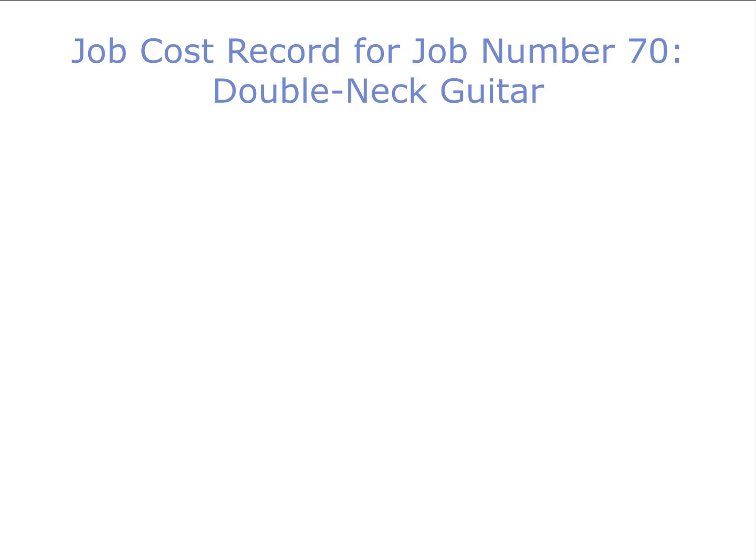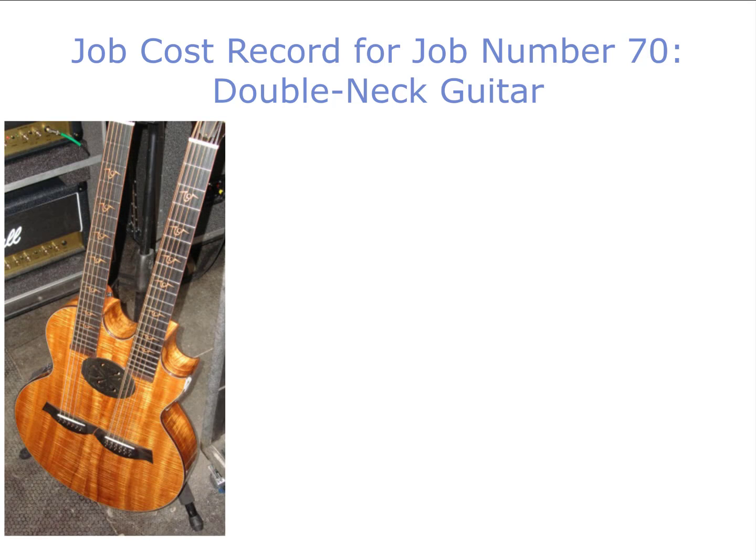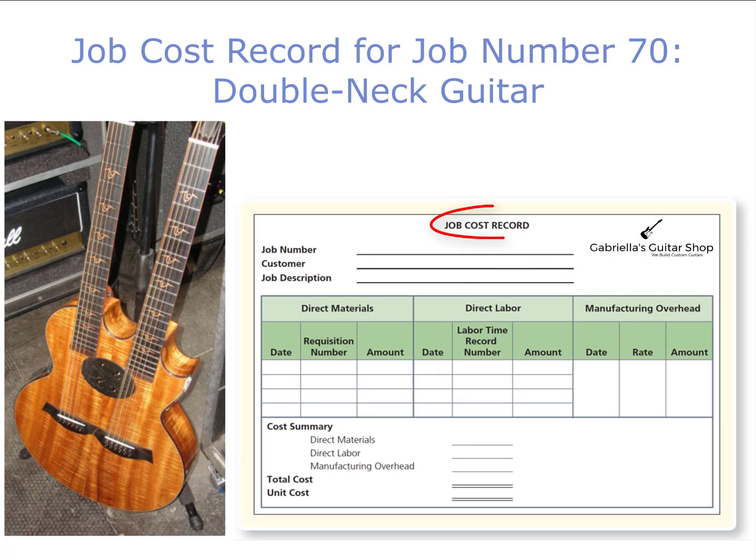Famous guitarist Jimmy Page visits Gabriella's guitar shop and requests that a double neck guitar be made for him. So this means we will need a job cost record to keep track of the guitar's direct materials and direct labor. Then, when the job is finished, its share of the manufacturing overhead costs will be allocated to this job, at which point the cost will be transferred to finished goods. The job number is 70. We also need to input the customer name and job description.